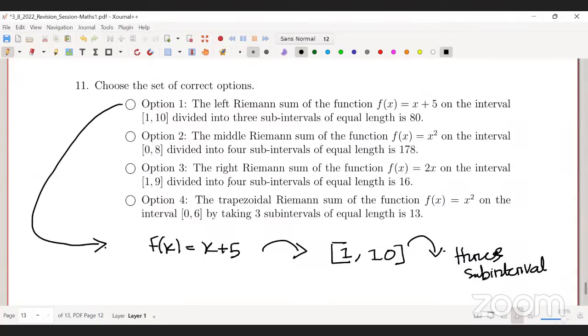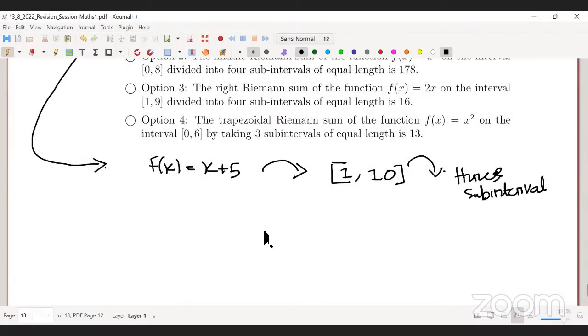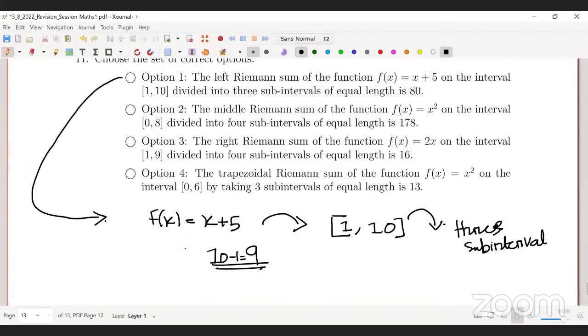So what is the length of this interval? 3. 3, right? I mean, 3.33 something. This is basically 10 minus 1, which is 9. So this is the length of this interval, right? Both are included, no? 10 and 1. So it should be 11? No, sir. This is 10 minus 1, which is 9. And 9 by 3 is 3.